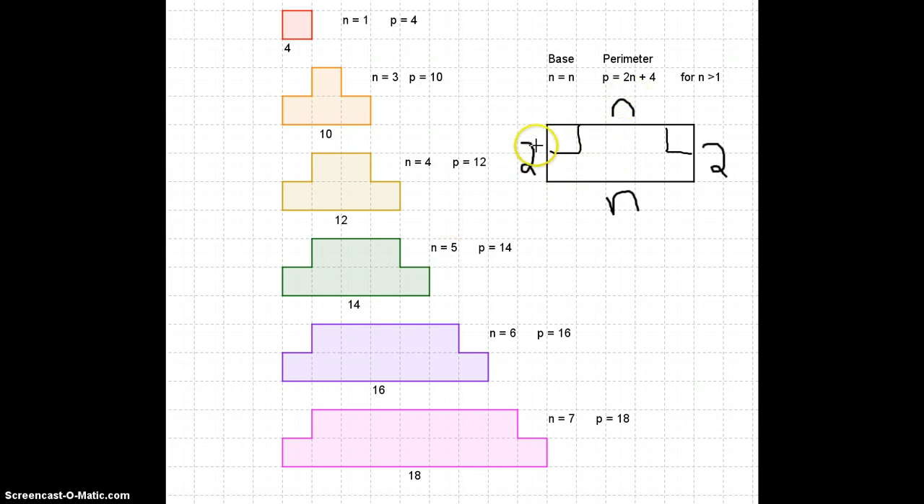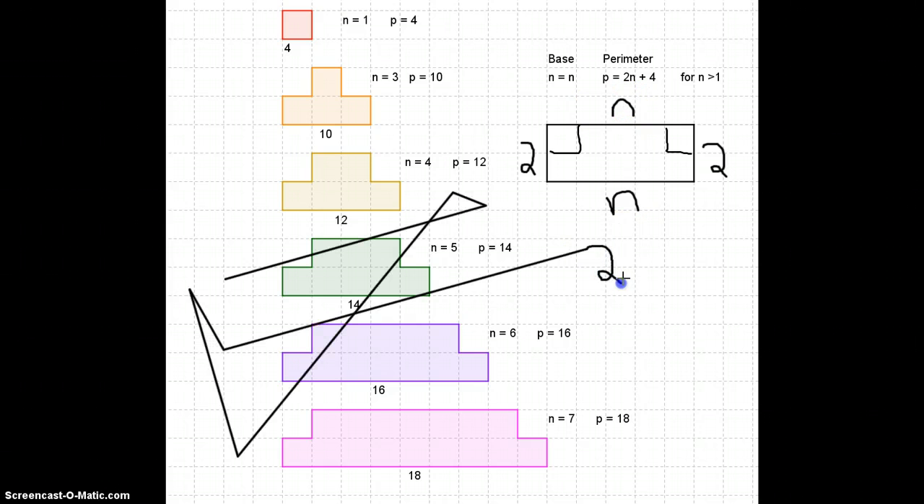And then we have 2 on this side and 2 on this side. So that's where we get our plus 4. So we have a total of 2n plus 4, which is exactly what we have up here for the perimeter of a shape with base n. So if you're looking for any object with the base of n, this is how you get the perimeter.